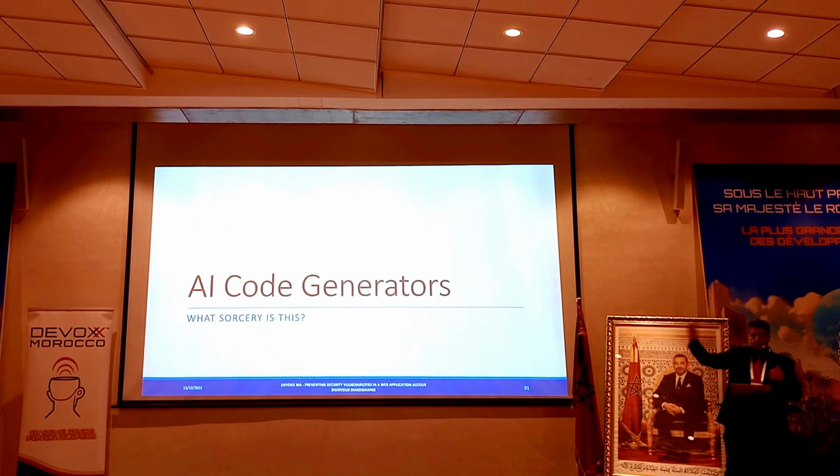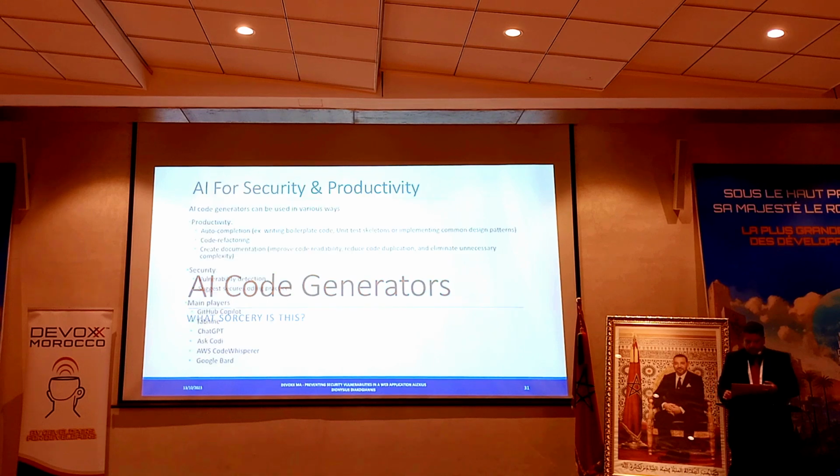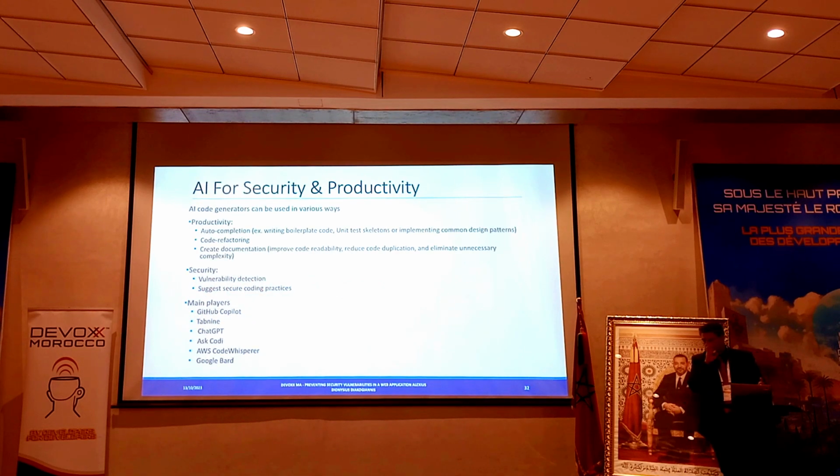So, the sorcery of AI code generators. We all know that we use generators for productivity because they give you code refactoring, auto completion, something very handy to create documentation. And they can do security vulnerability detection, they can suggest secure practices, they can do a lot of stuff. And the main players are Copilot, Tabnine, ChatGPT, Cody, CodeWhisperer, and PAR. What you need to take a photo of is this.